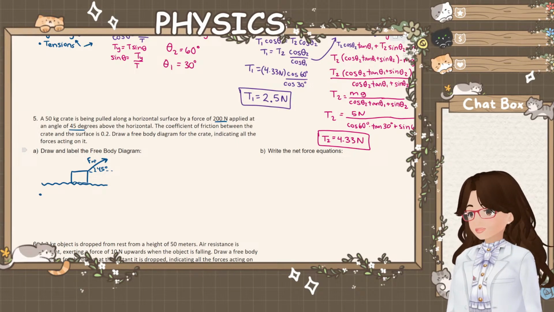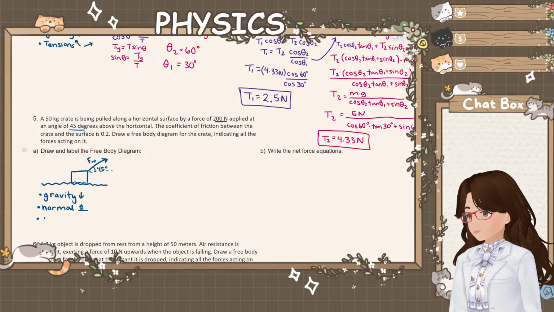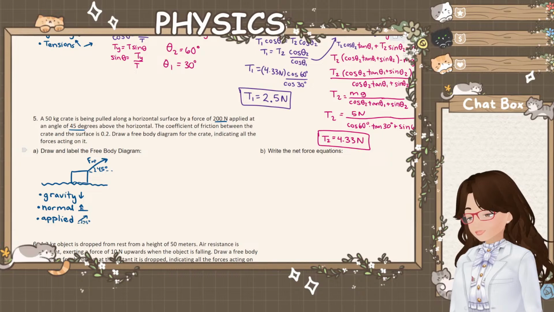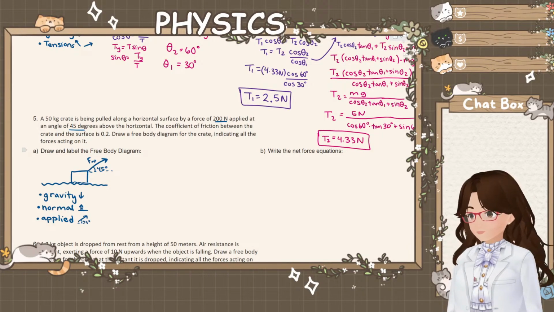So forces that are present here: always gravity, and always straight down towards the center of the earth. We have the normal force pointing straight up because our surface is flat on the horizontal. It's just our force that's now angled. And in this case, we are going to have that applied force, and it's going to point to the right at a 45-degree angle with respect to the horizontal. Maybe I should give that little dotted line. Okay, that's everything that we need though.